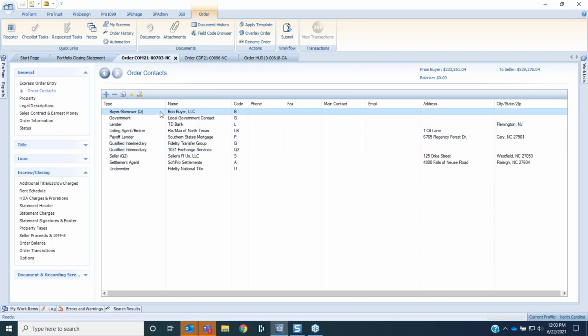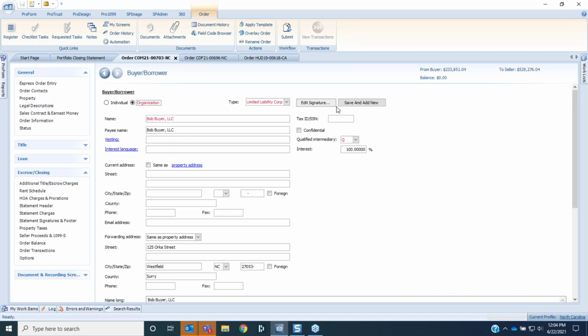If we look at our buyer contact, we can see that I've got my Bob Buyer LLC, and next to the buyer contact, I've got the Q. What that is telling me is I'm associating the first Q contact, the Fidelity Transfer Group, to the buyer. And I actually did that within the order contact screen itself. I have a field on the right-hand side of the name area where I can say which qualified intermediary is representing or is tied to the buyer and or the seller. So for demonstration purposes, I've got the buyer associated with my first QI.